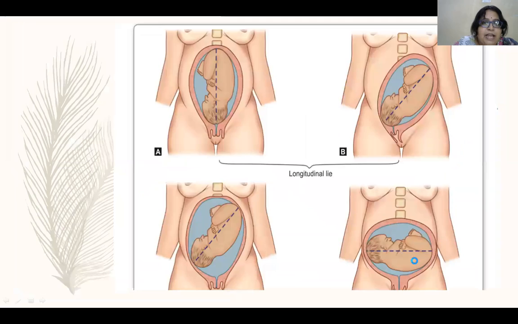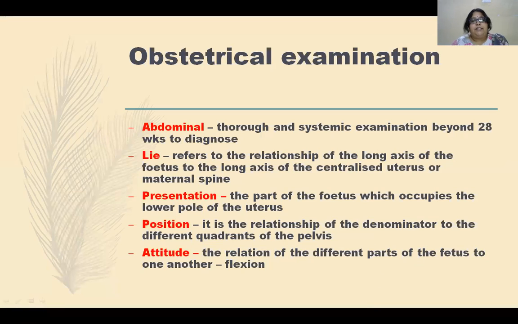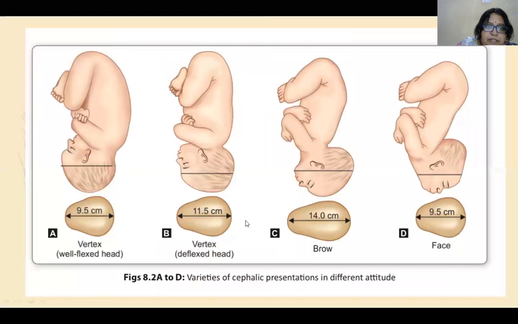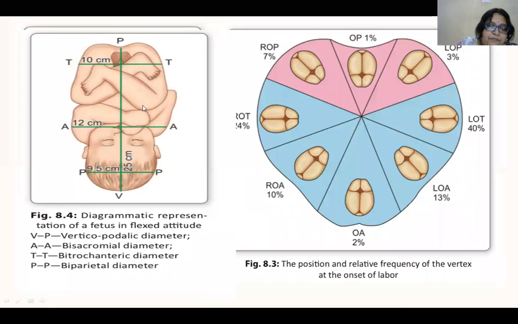Next, last is attitude. What is attitude? It is the relationship of different parts of the fetus to one another. So this is how the fetus is in the uterus. The universal attitude is always flexion. If there is any extension, there will be difficulty in delivery of the baby.